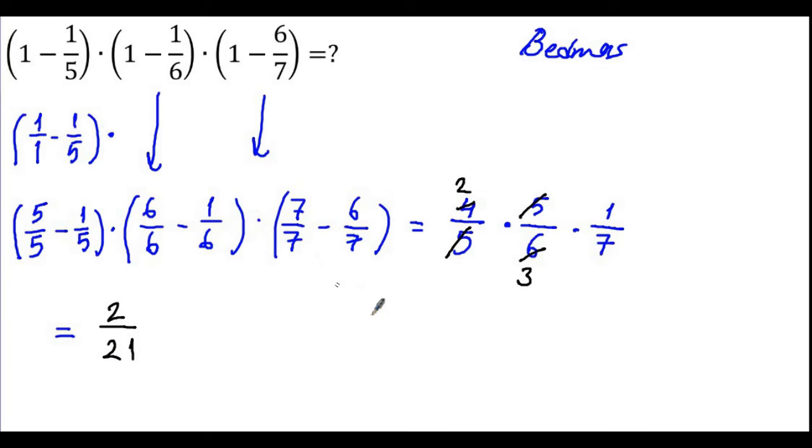So we could do this also this way. So 2 over 21 is our answer.